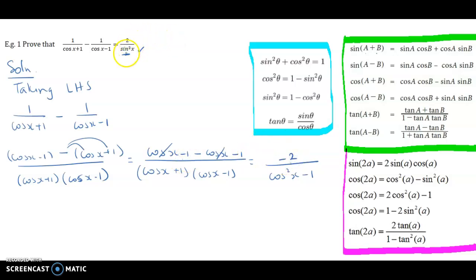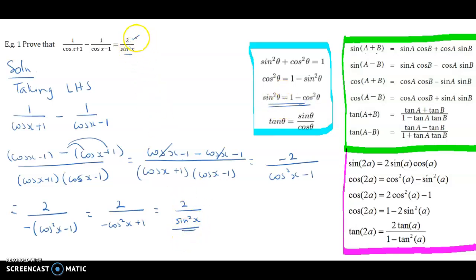Now looking back at my answer, I could see that I need to get a 2 on top and I need to get a sine squared x. Now I have a 2, but I have a minus 2. So what I need to do is take this minus and apply it to the bottom. So I'll end up getting 2 over minus cos squared x minus 1, which will end up being 2 over minus cos squared x plus 1, which is actually 2 over sine squared x, if I were to refer to this formula here. Right? So now I could see that I got my right-hand side, so then I could say, hence proven.